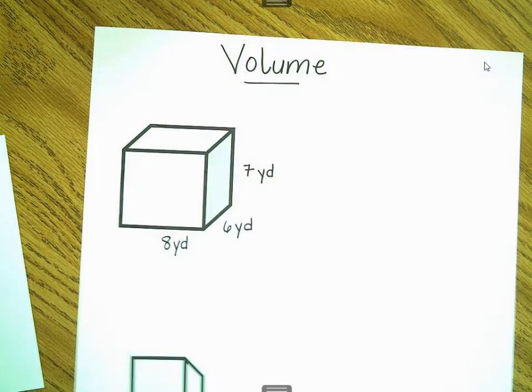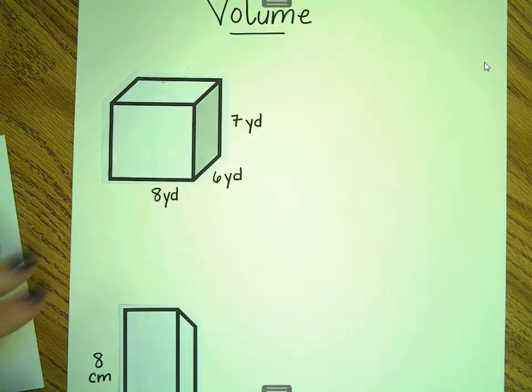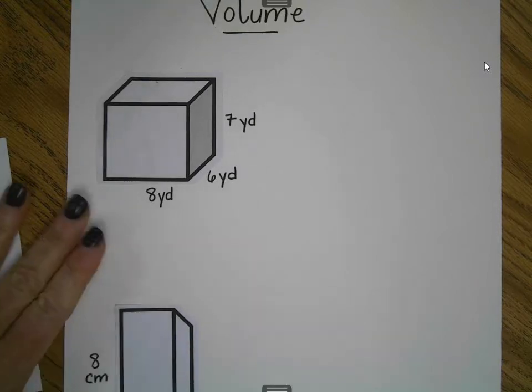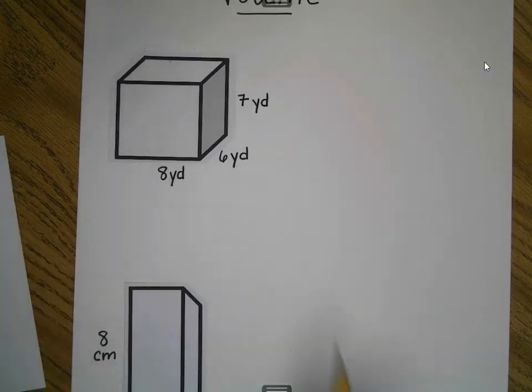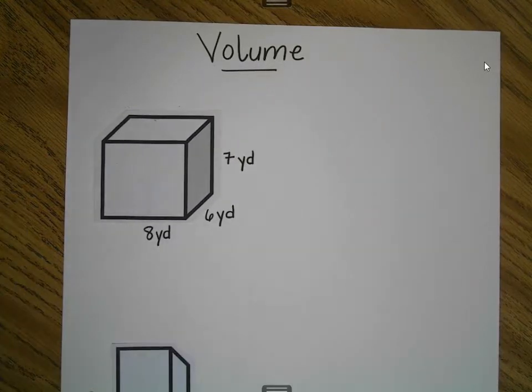When we talk about volume, we are talking about the number of cubic units needed to pack a solid figure without gaps or overlaps. And we talked about rectangular prisms, and some of the special rectangular prisms that are called cubes. So let's take a look at this.